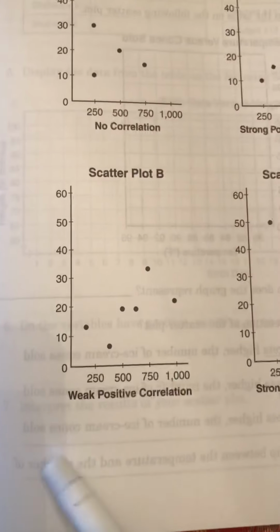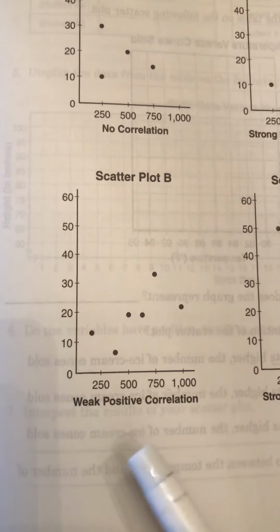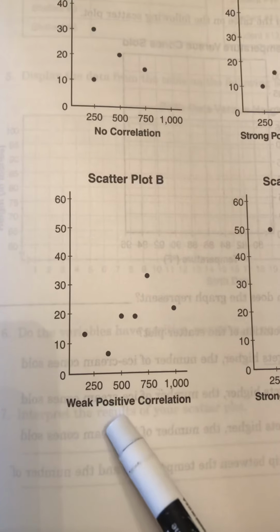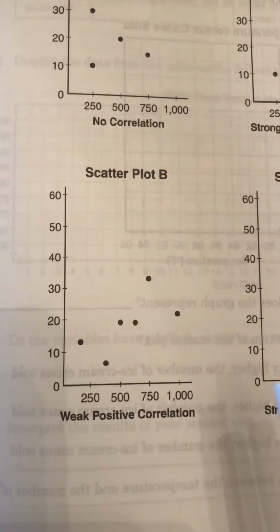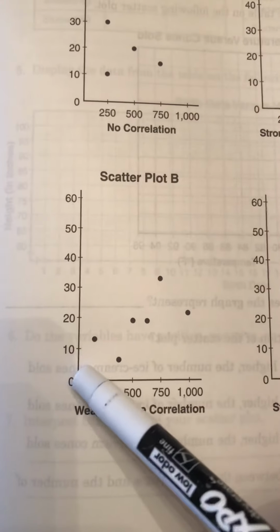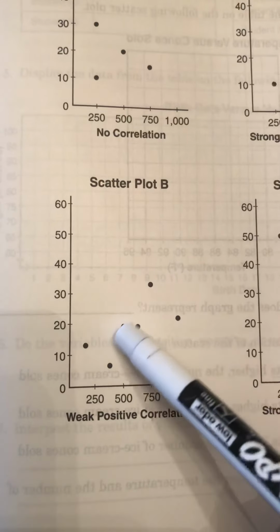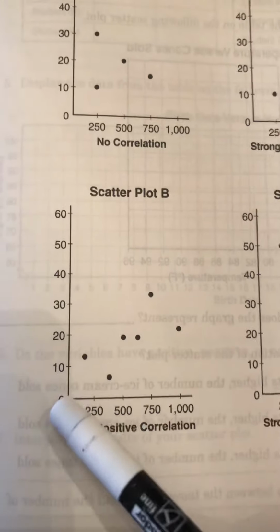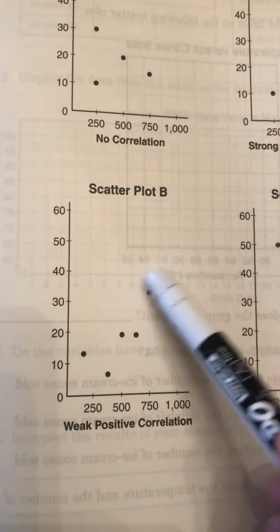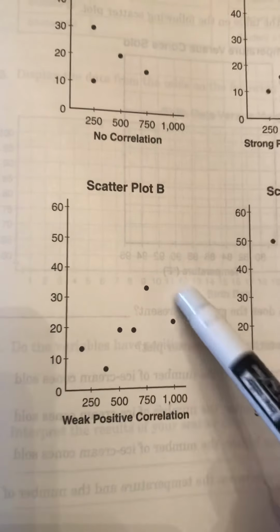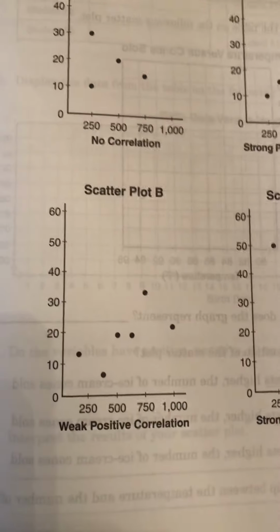Down here, this is what would be called a weak. I want to stress the word weak here. It could be weak positive or weak negative. The positive or negative is simply based on the slope. So here you notice they're kind of going up in a positive direction. That's a positive slope. But we say it's weak because if we circle all those points, it's a big oval. It's not quite a circle, but it's kind of an oval going up.